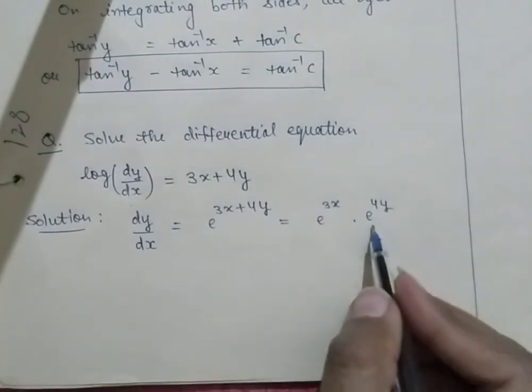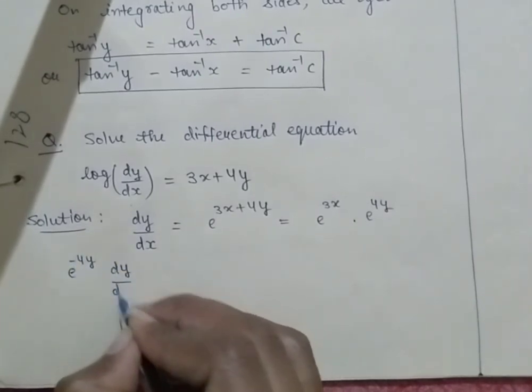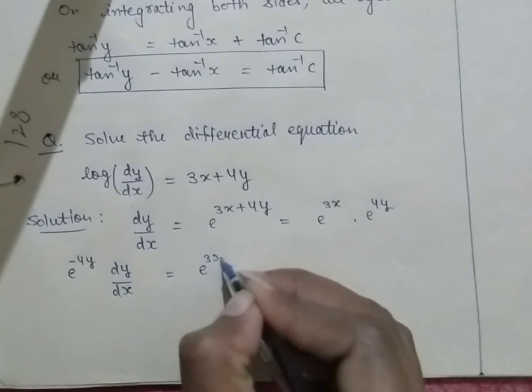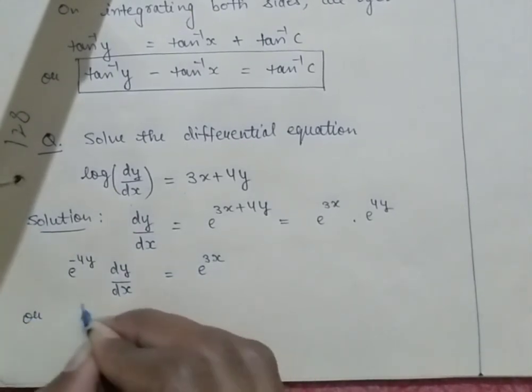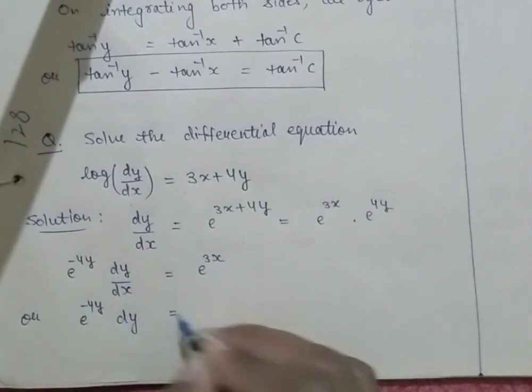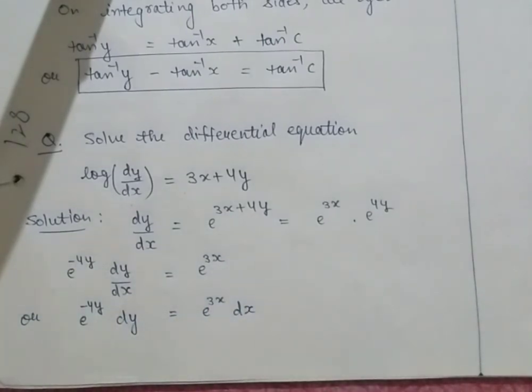If we take e raised to the power 4y here, then this is e raised to the power minus 4y dy by dx equals e raised to the power 3x, or e raised to the power minus 4y dy equal to e raised to the power 3x dx. Now we are separated with the variables. Now we integrate both sides.